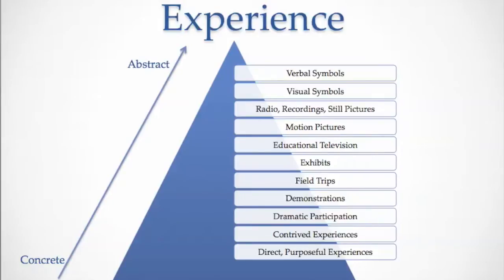And in 1946, he wrote a textbook where he presented this graphic and used it as an organizing framework for his textbook. So you can see that he has it down at the bottom of the cone, the most concrete types of experience, direct, hands-on, purposeful experiences. And it goes up to slowly more abstract types of experience until he gets to the top, which is reading, verbal symbols, and visual symbols.